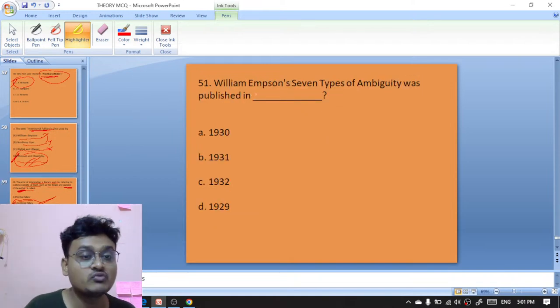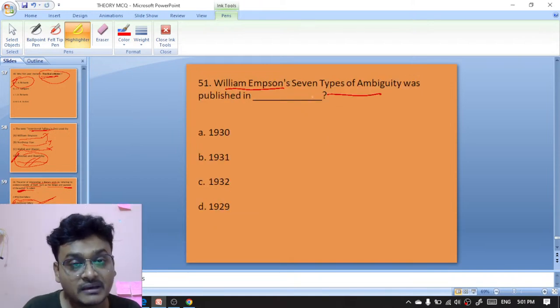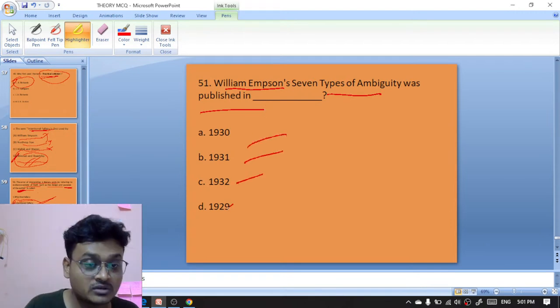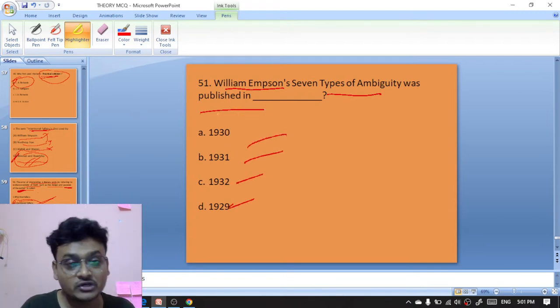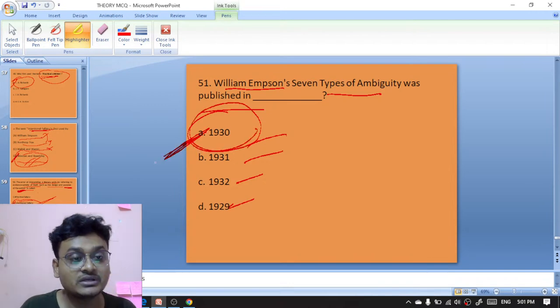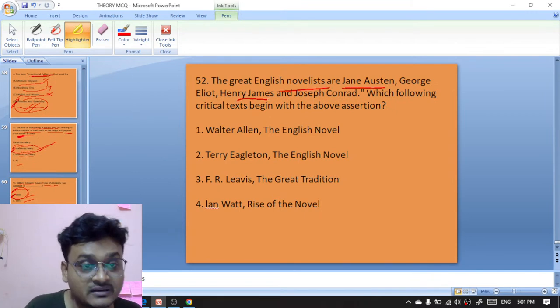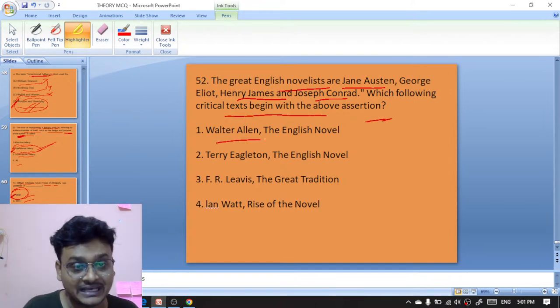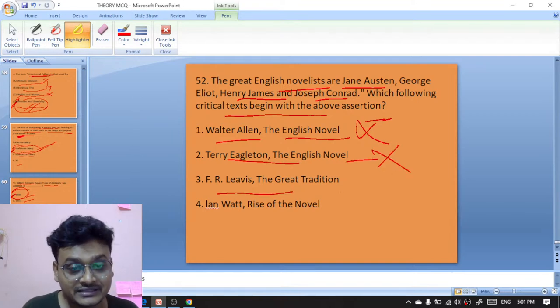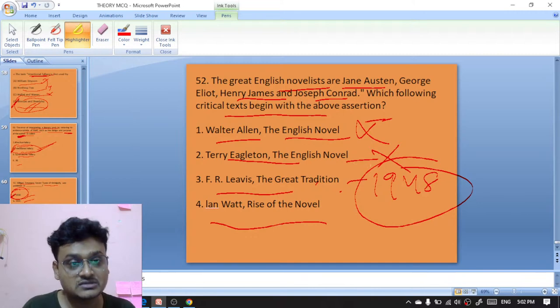Moving on to question number 51. William Empson's Seven Types of Ambiguity was published in 1930, 31, 32, 29. It was published in the year 1930. So A is the right option here. I think this is the last question here. The great English novelists are Jane Austen, George Eliot, Henry James and Joseph Conrad. Which of the following critical texts begins with the above assertion? Walter Allen, The English Novel, no. Terry Eagleton, The English Novel, no. F.R. Leavis, The Great Tradition. Ian Watt, The Rise of the Novel. So it is F.R. Leavis, The Great Tradition, published in 1948, and this was the opening line of that work.